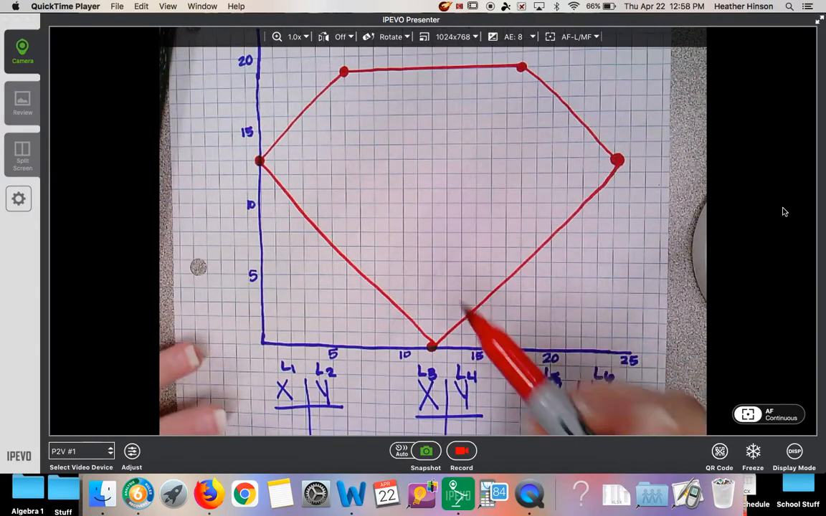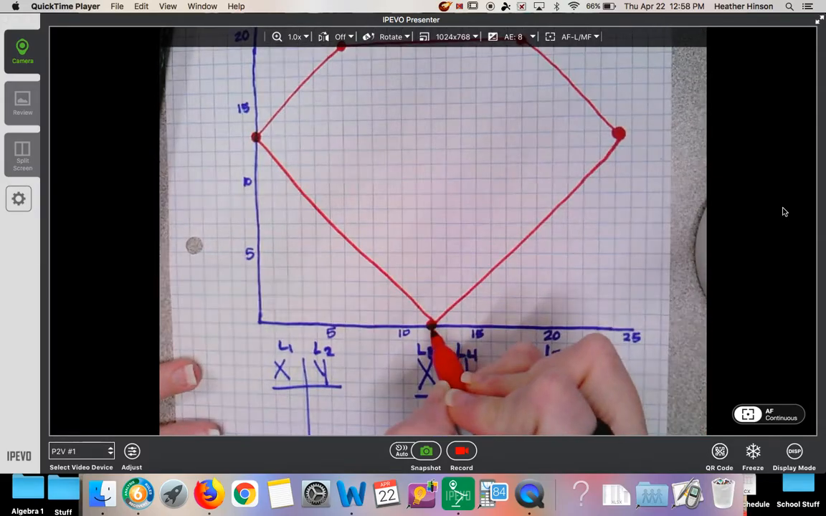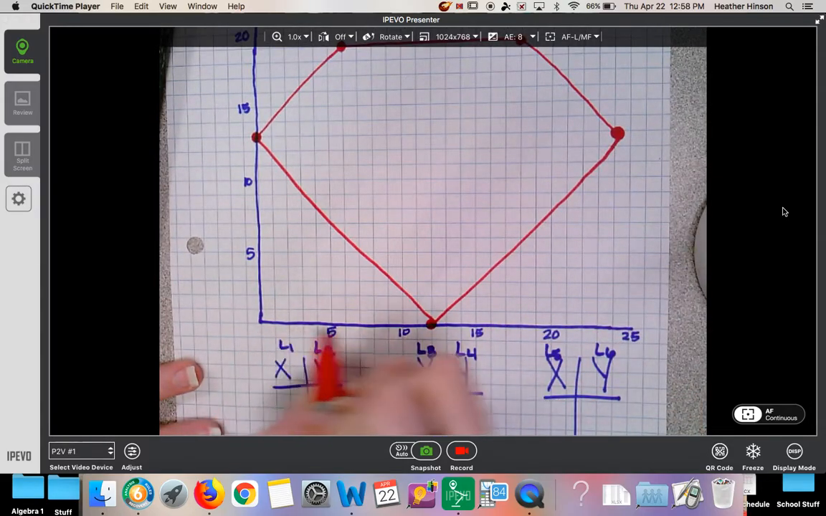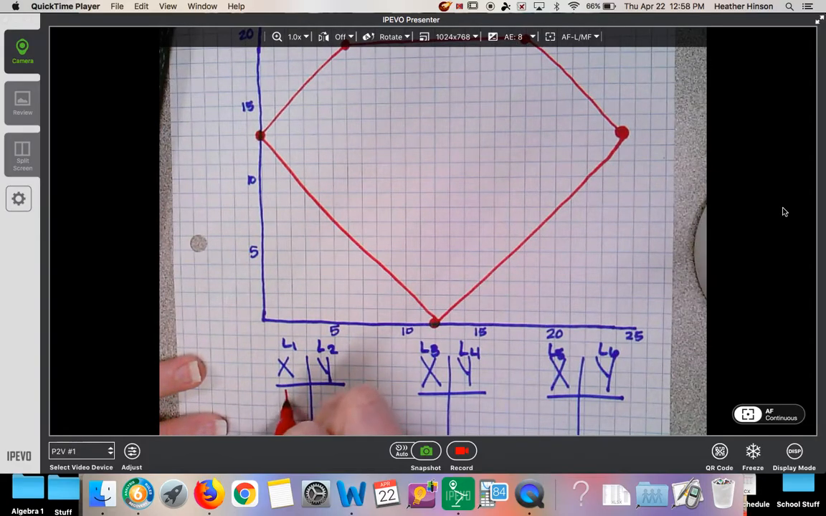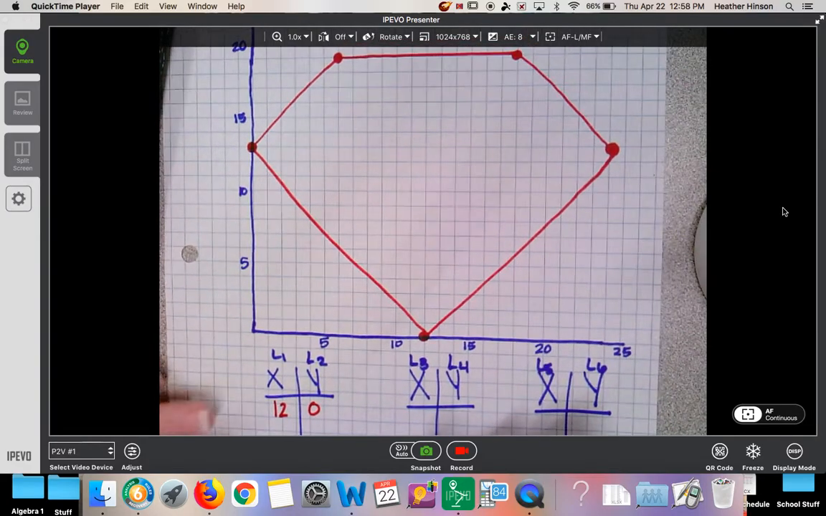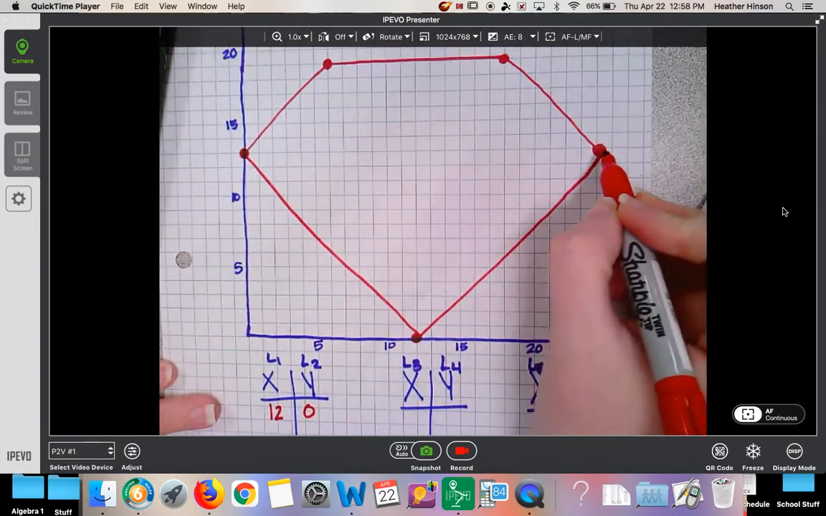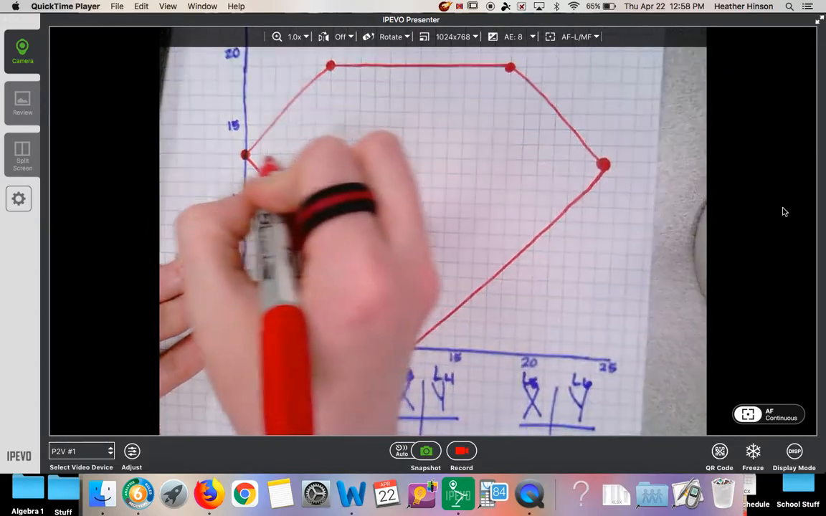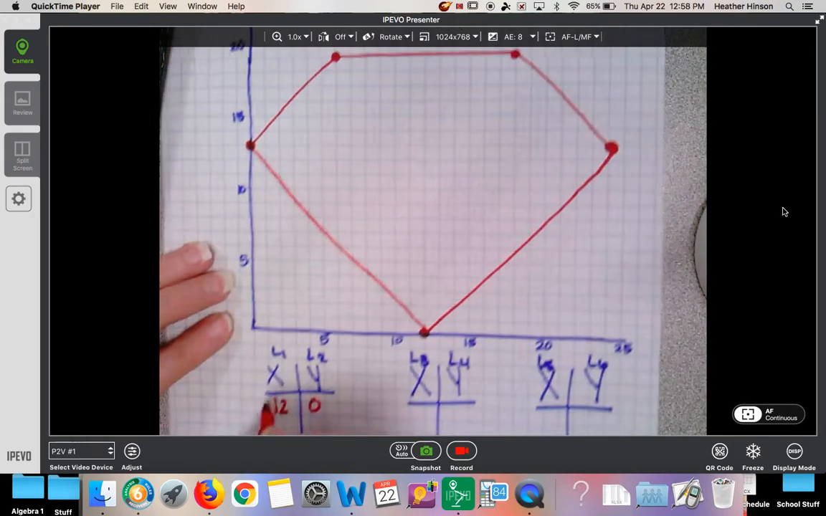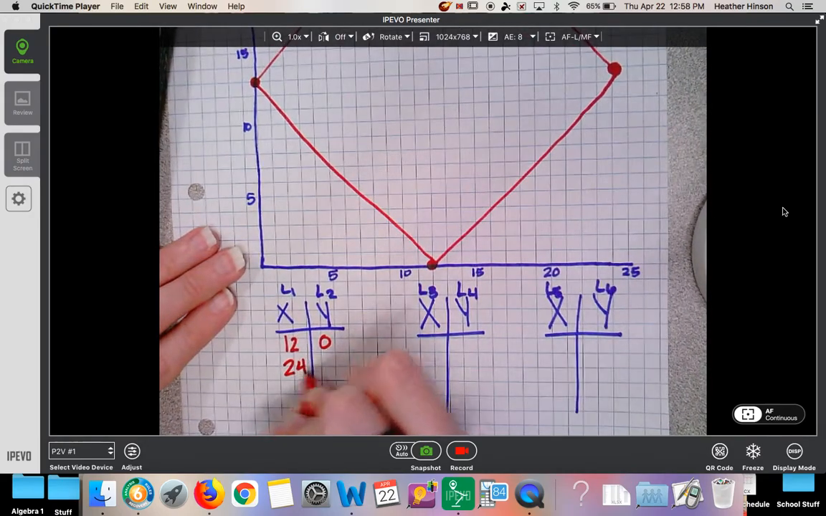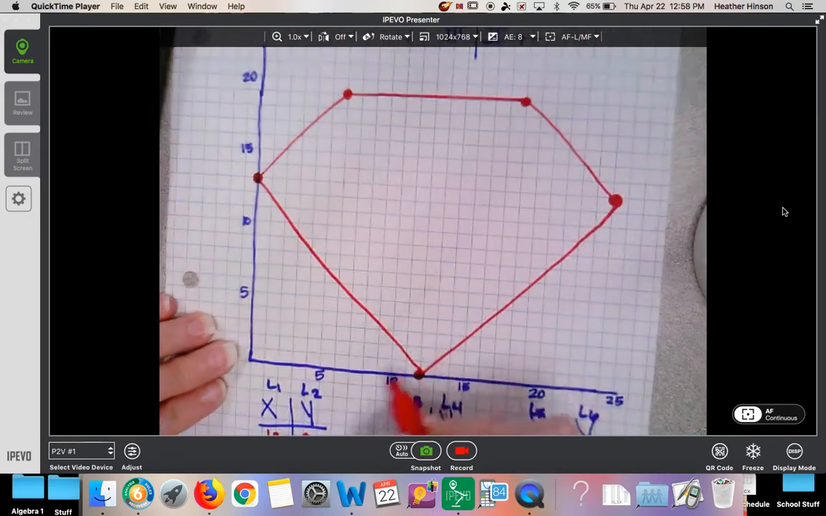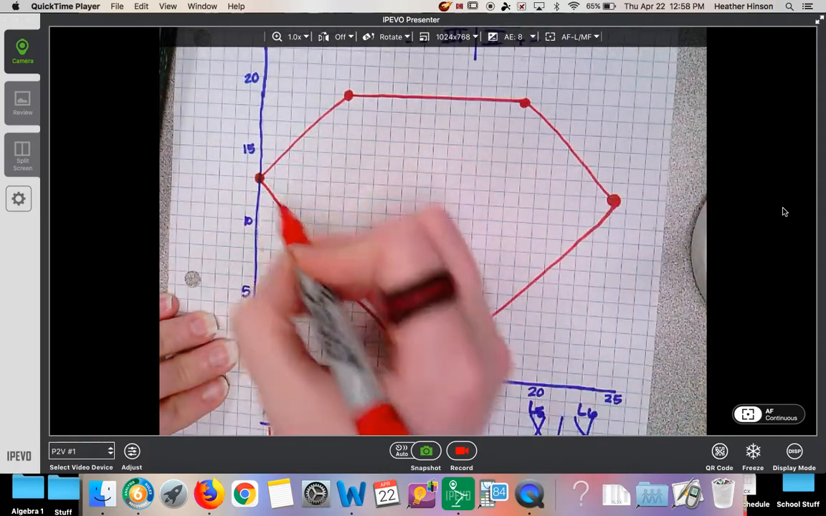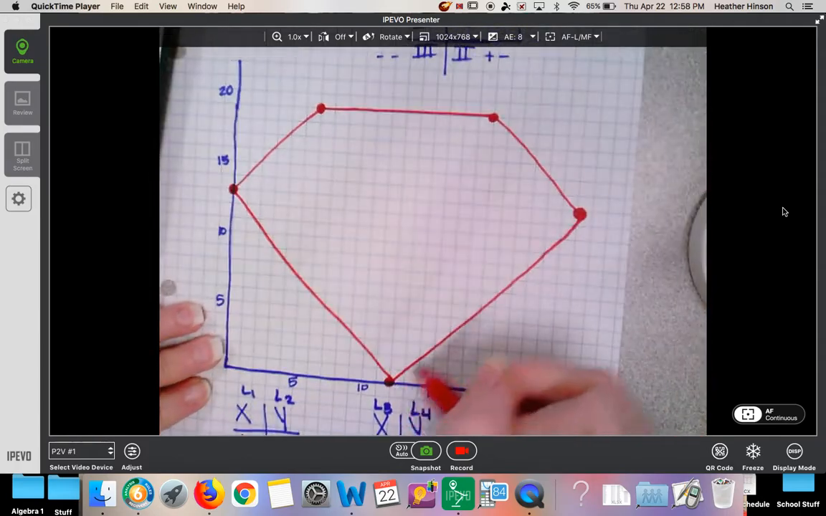So you can start anywhere. I'm going to start down here. And that point is 12, 0. So I'm going to put that on my table. I'm going to follow it around. So this point would be 24, 13. So I'm going to put that next. And you follow it completely around in order. So that was my second point.